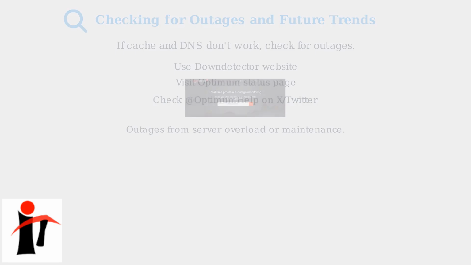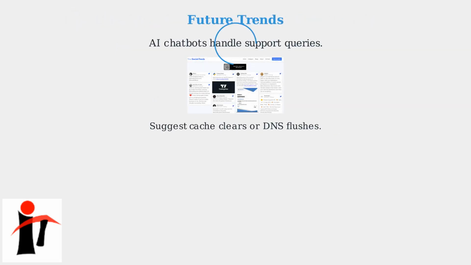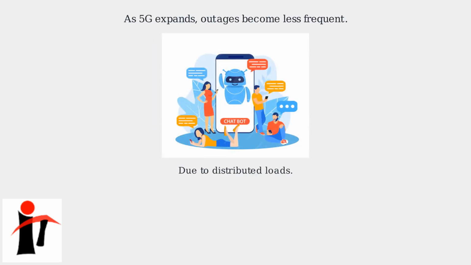Regarding future trends, AI chatbots are increasingly handling support queries, automatically suggesting cache clears or DNS flushes. As 5G expands, outages are becoming less frequent due to distributed loads. By 2026-2027, expect fully integrated app diagnostics that auto-resolve cache and DNS problems without requiring the user to take action.